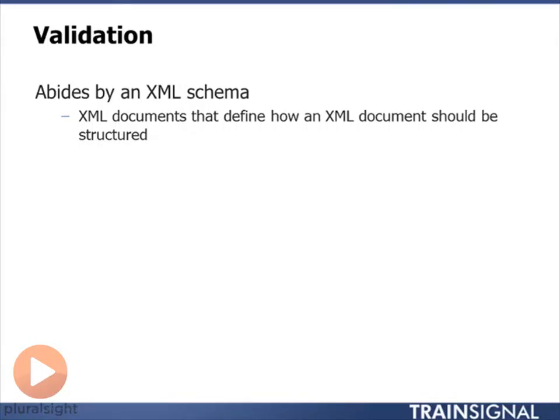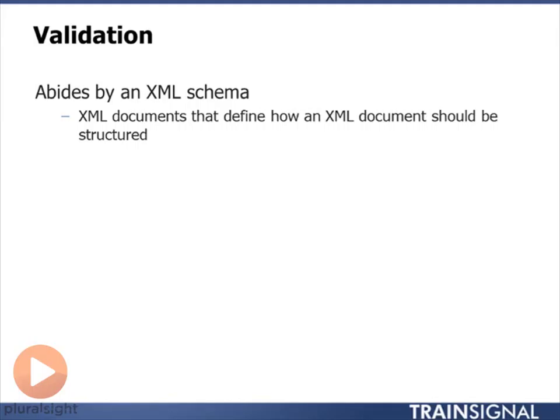As we mentioned previously, it is possible to create whatever elements, whatever attributes it is that we might want. Well, how do we go about checking to see whether or not a document is using the elements and attributes that we expect? This is where validation comes into play, which is going to utilize an XML schema.